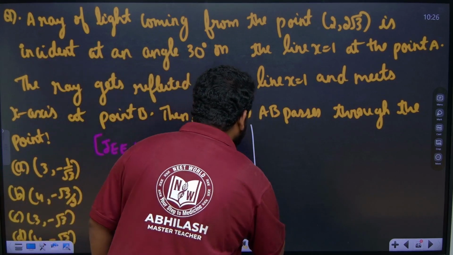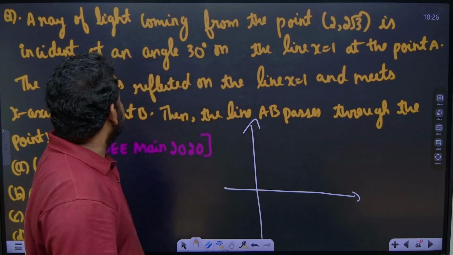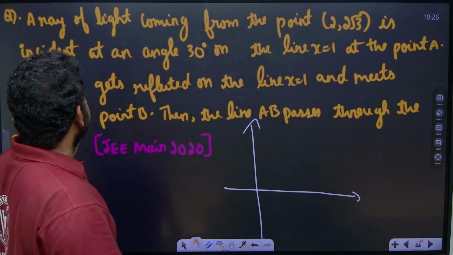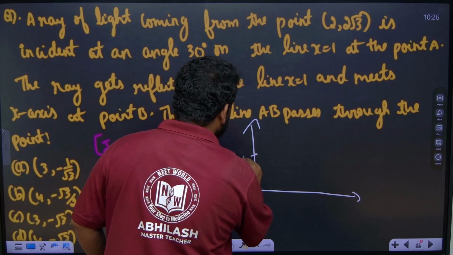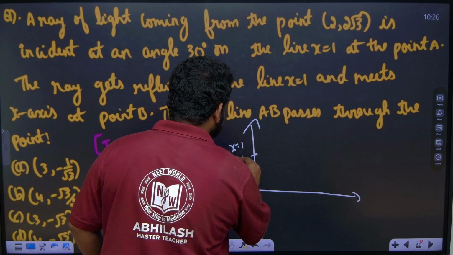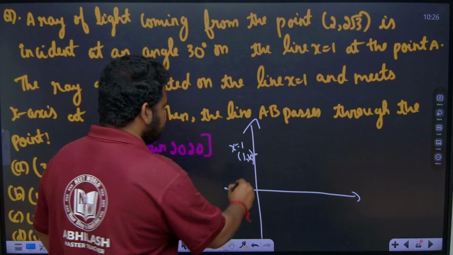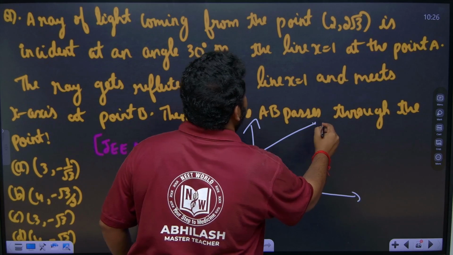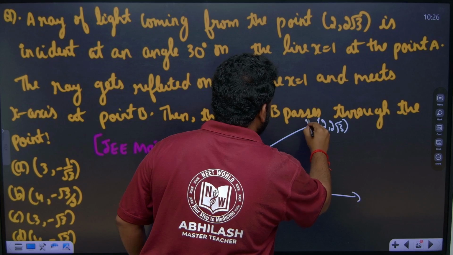First let me draw the coordinate axes. They are telling a ray of light coming from the point 2 root 3 is incident at an angle of 30 degree at the line x is equal to 1. This is the line x is equal to 1. Let me take this point's coordinates as 1, k. The ray of light is coming from this point and striking here.